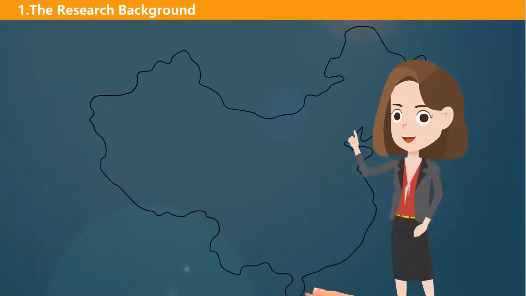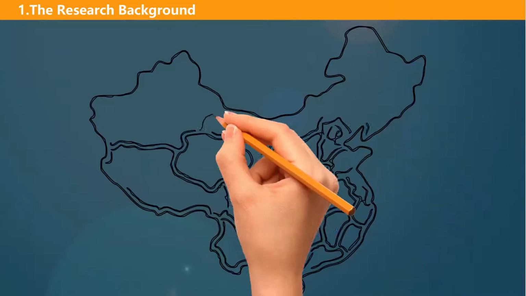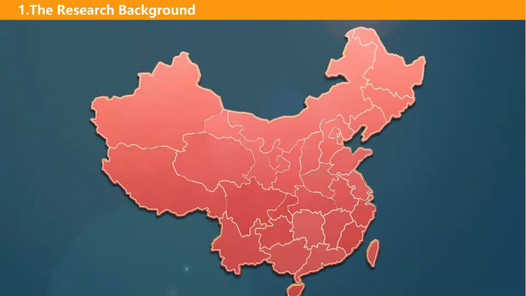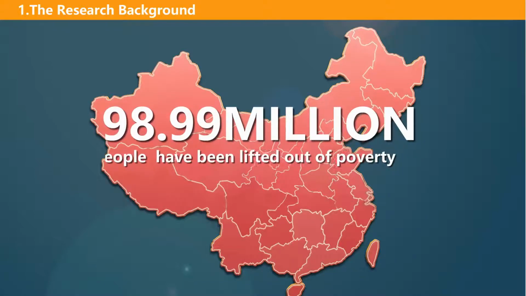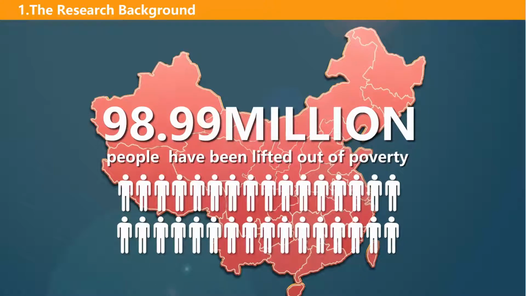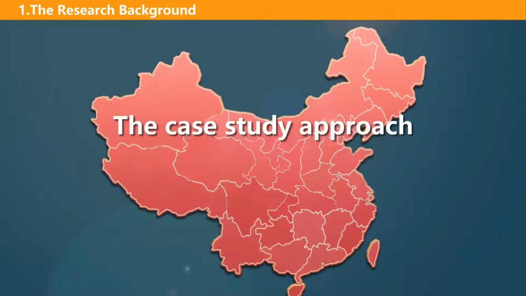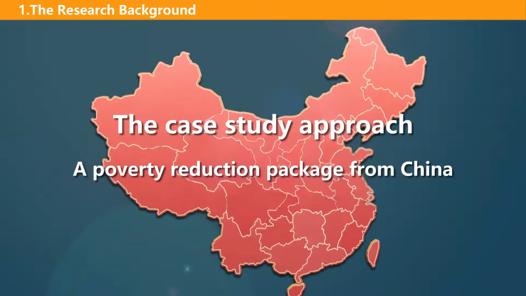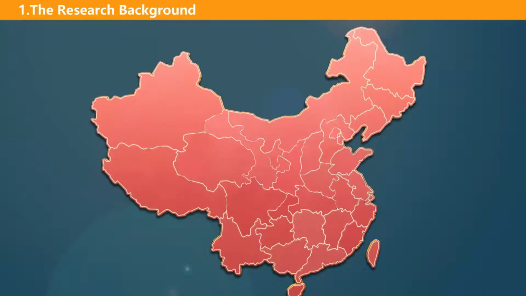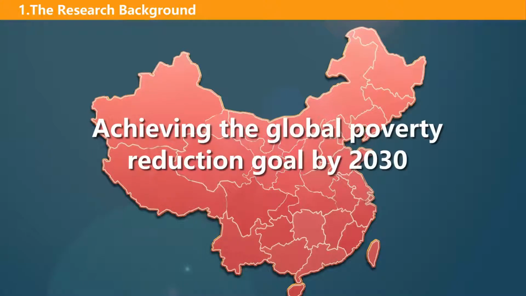We turn our attention to a big country in the Far East, China, which has just completed a decisive battle against poverty. The 98.99 million people in rural areas living under the current poverty line have been lifted out of poverty. This is undoubtedly a great achievement. Therefore, we attempt to use the case study approach to examine this human miracle and to synthesize a poverty reduction package from China that will ultimately contribute to achieving the global poverty reduction goal by 2030.